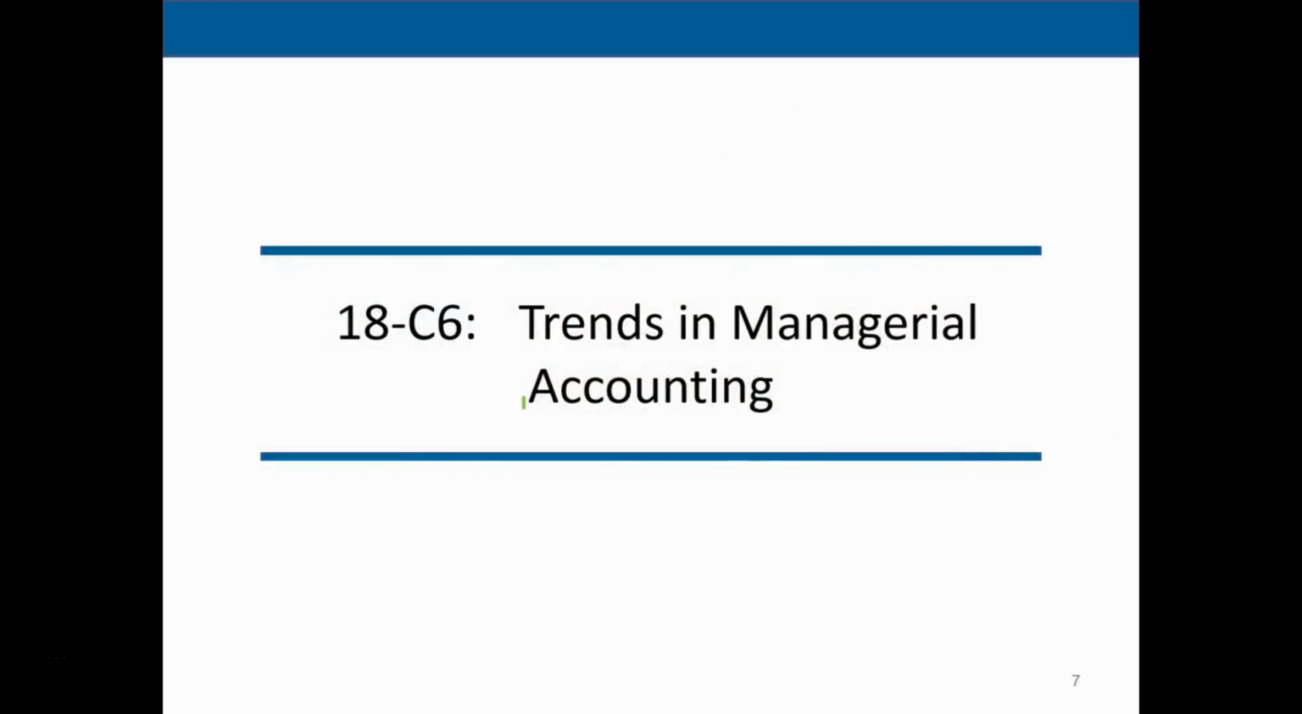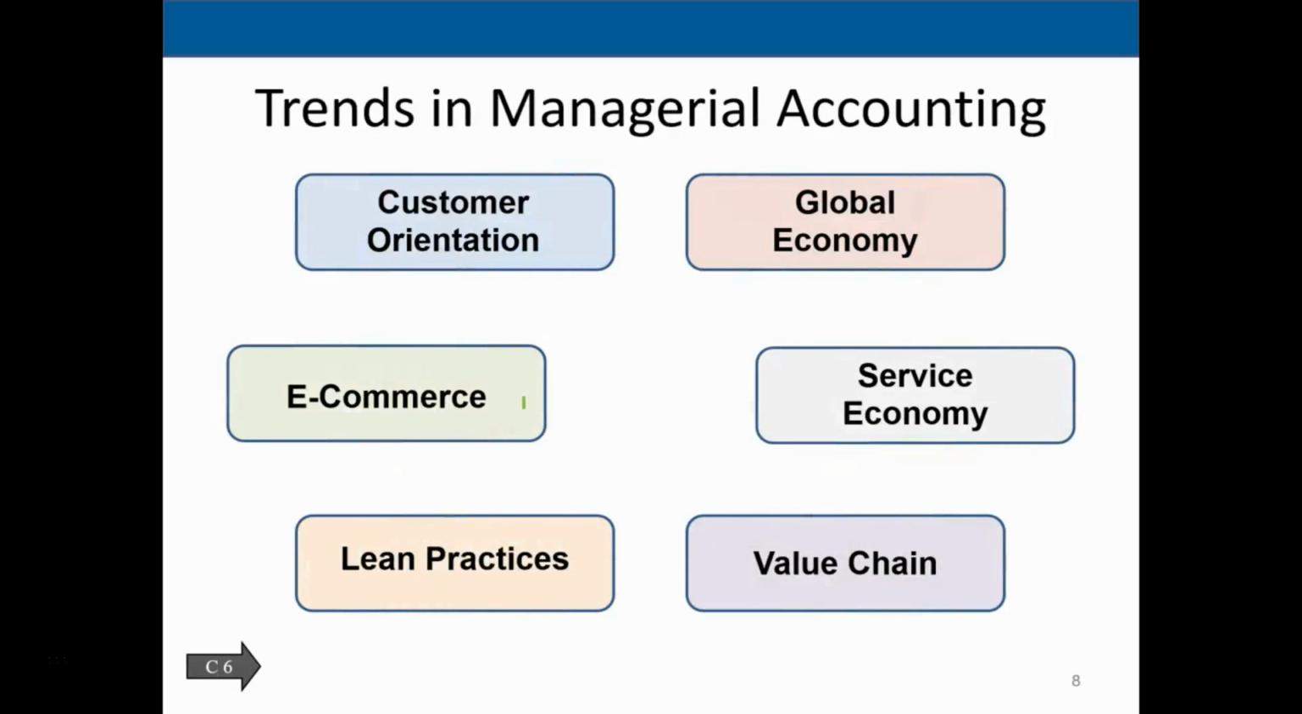So now we're going to look at trends in managerial accounting. So we've got the customer orientation, the global economy. So clearly we're becoming more of a global economy. What that means is there's going to be more markets that are involved, there's more free trade involved, and it's easier to trade. So globalization means we're more connected. Many reasons on being more connected.